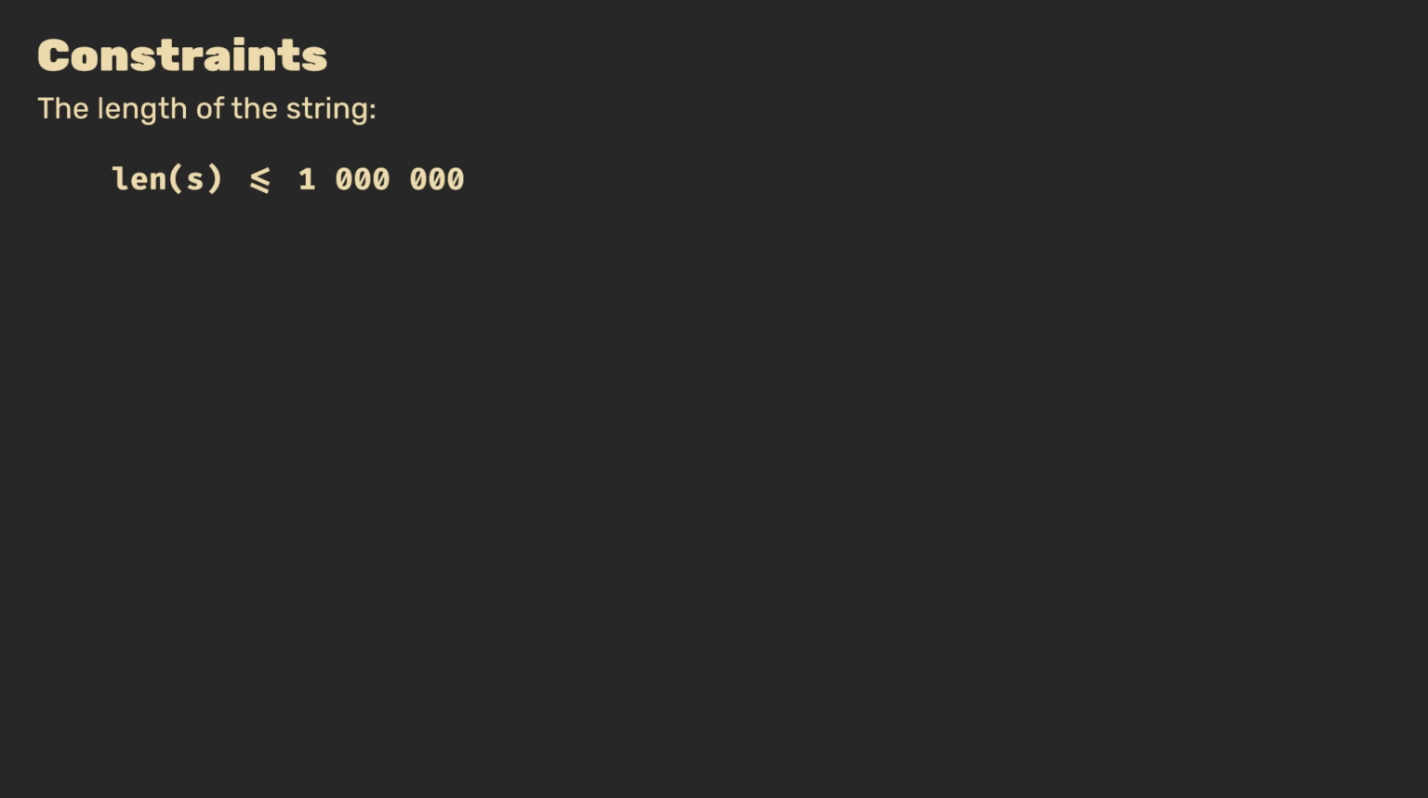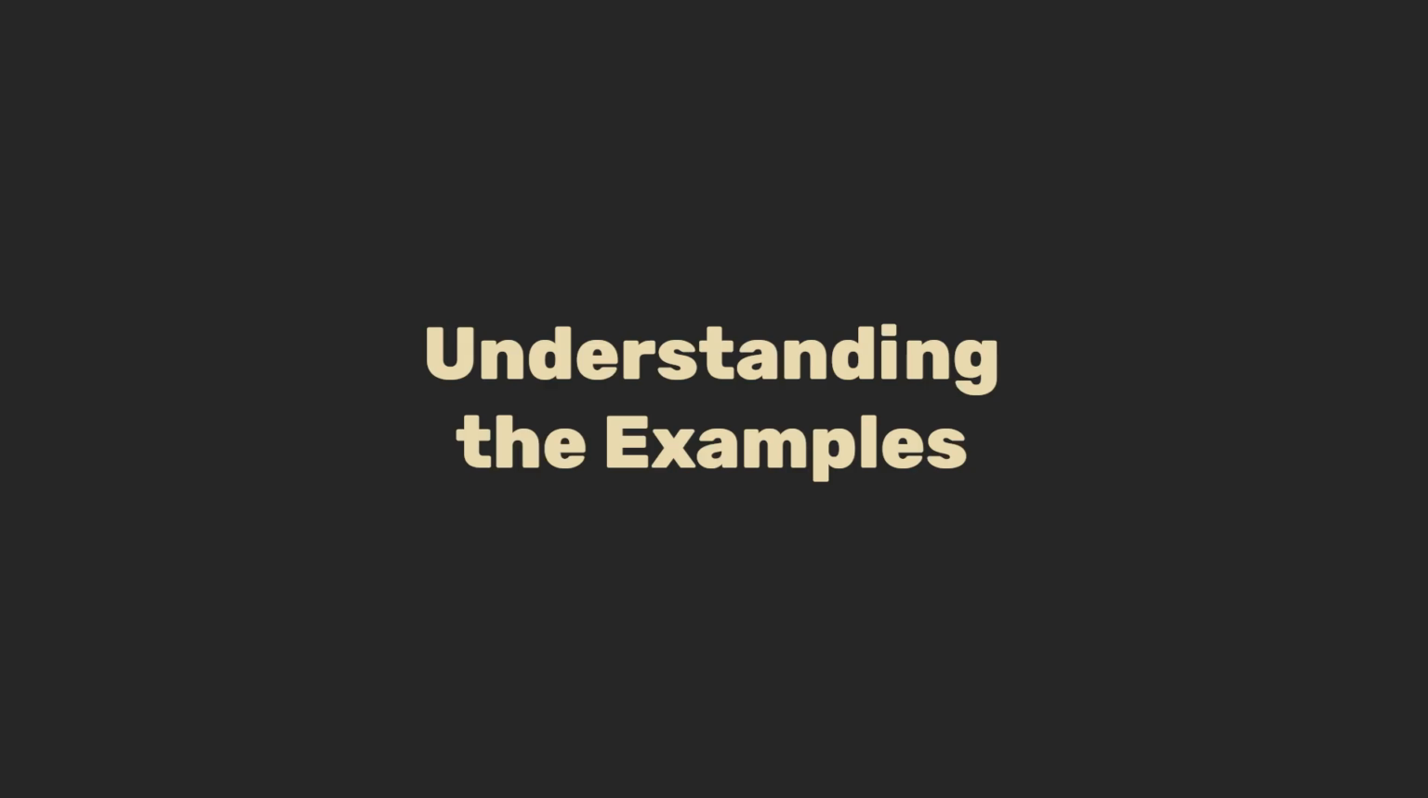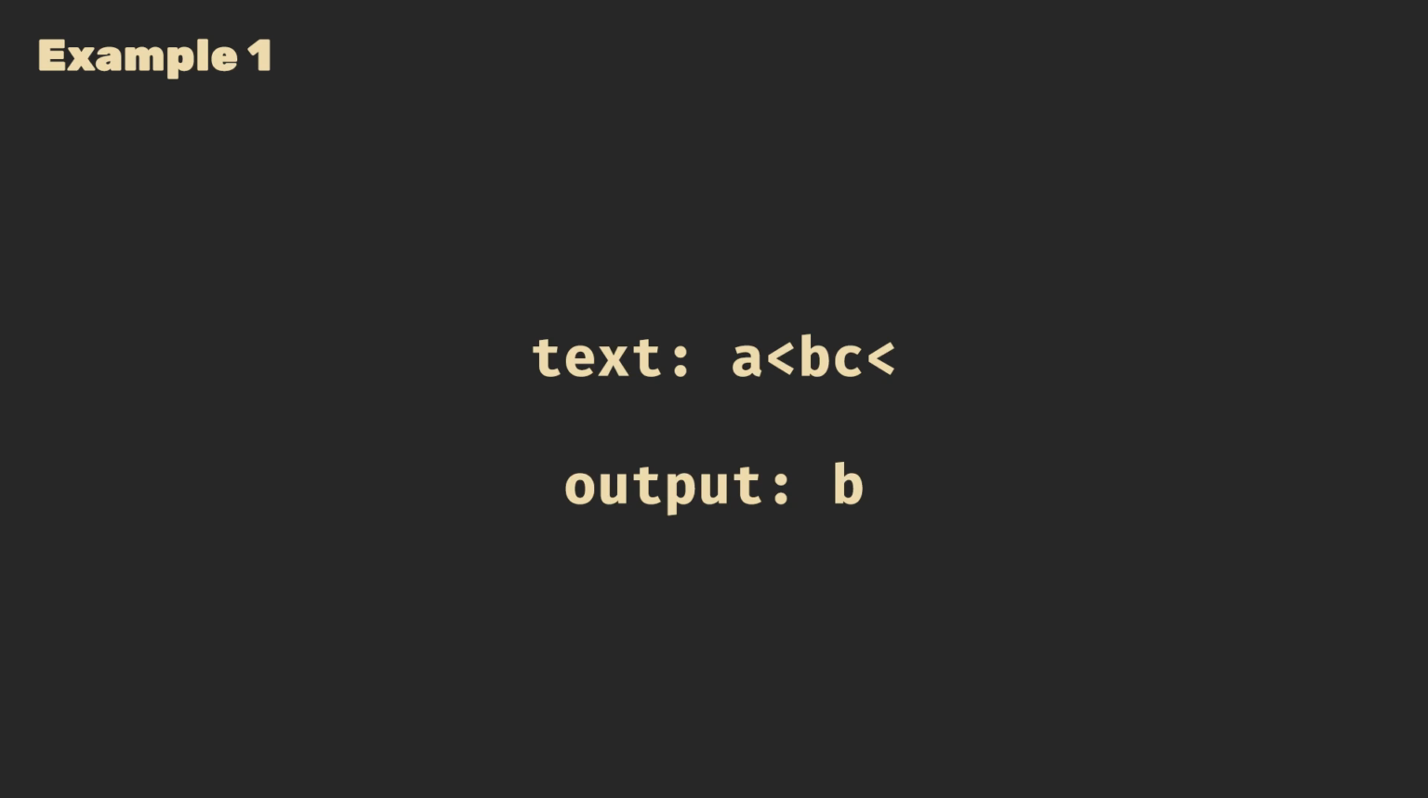Now for the constraints, we are only given a string and it can be at most 1 million characters long. Let's have a look at two examples that we're given. Suppose the text we get is the following. We can see that there are two backspaces inserted into the string, one after A and one after C. Naturally, the A and C should be deleted and the intended string is simply B.